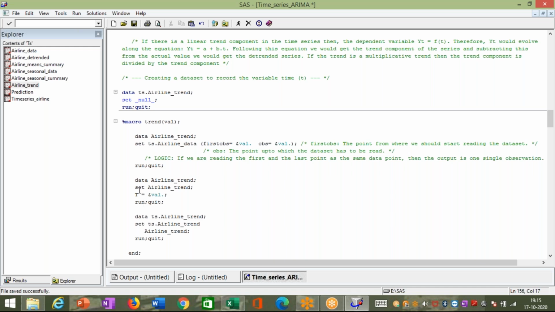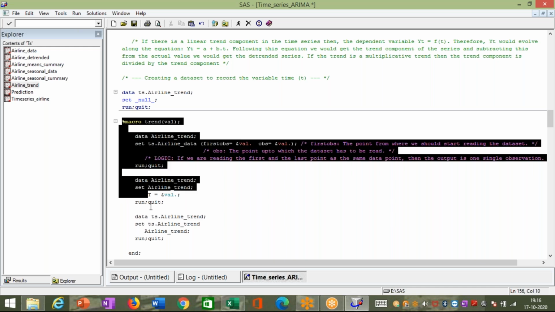Now we are running this, setting this value as val, so this T as this variable. So when I'm running this T equals val, what we are saying is, look, this is the time point that I have. So for the first observation, the val variable is assigned the value 1, 2 for the next, 3 for the next, 4 for the next, and like this it will go on.